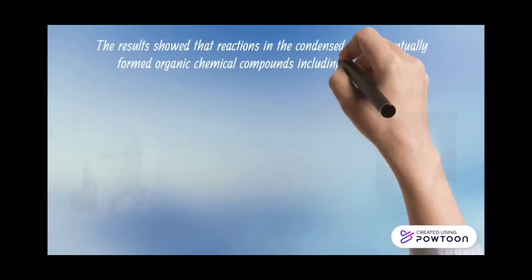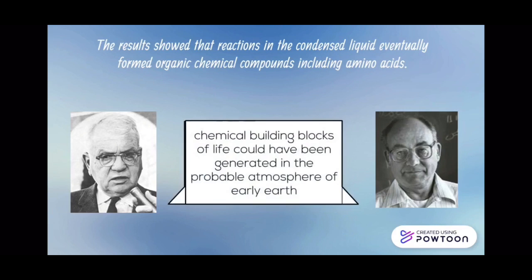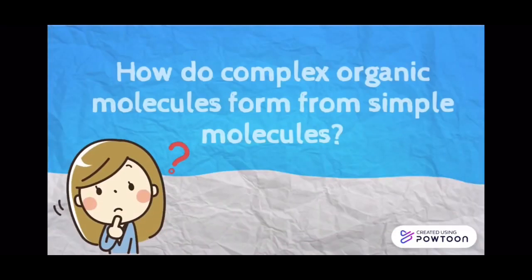The results show that the reactions in the condensed liquid eventually formed organic chemical compounds, including amino acids, and so the conclusion that they reached was that the chemical building blocks of life could have been generated in the probable atmosphere of early Earth. Now you may be asking, but how do complex organic molecules form from simple molecules?